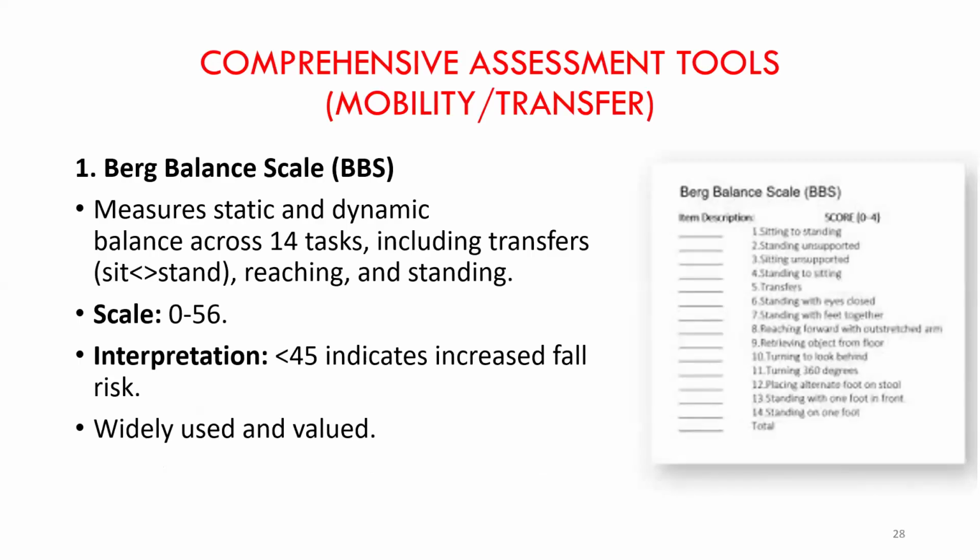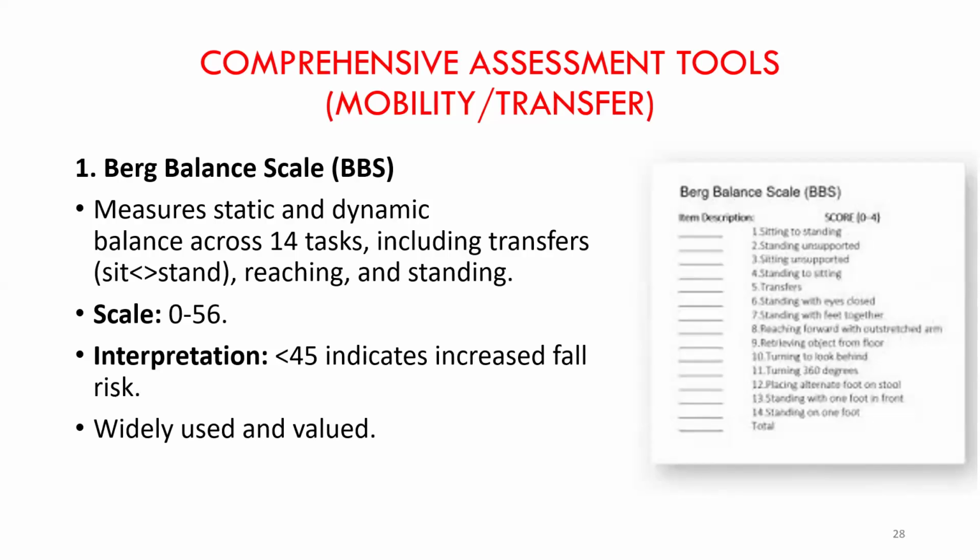One of them is the Berg Balance Scale. It measures both dynamic and static balance across 14 domains of tasks or functions that are required of stroke patients to perform. So it includes transfers, that is maybe from sitting to standing, or the other way around, from standing back to the sitting position. The ability of your stroke patients to reach or to stand. It has a scale that is scored from 0 to 56.